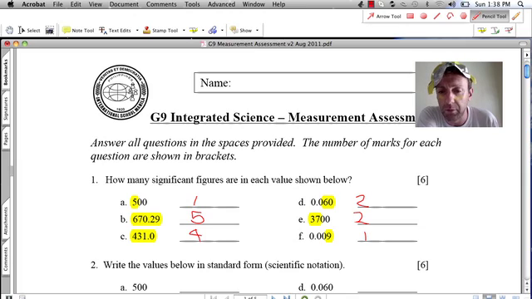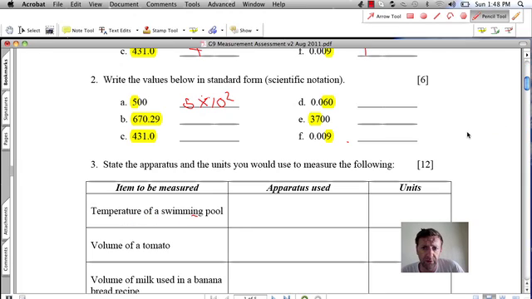Okay, so that's question number 1 done. Let's follow the same process for the rest of them. Okay, so 670.29, the whole number needs to appear. 670.29. I'm going to move my decimal point 2 places, 1, 2, to here, which means I do times 10 to the 2. Okay, 4310. All the numbers are significant, all need to appear. How many times am I moving my decimal point? 1, 2, times 10 to the 2.